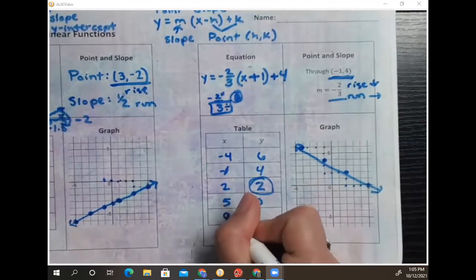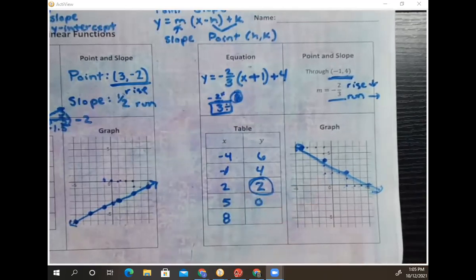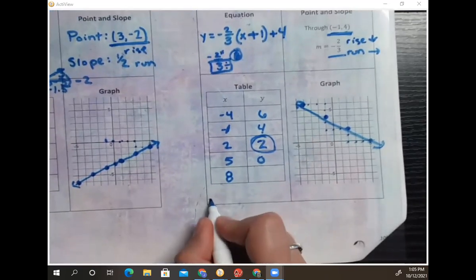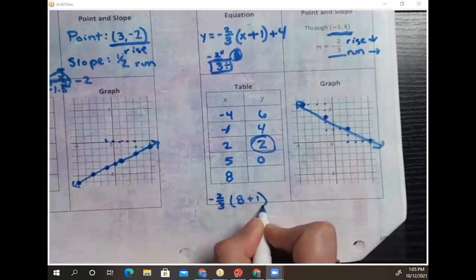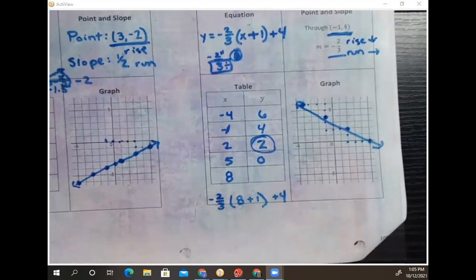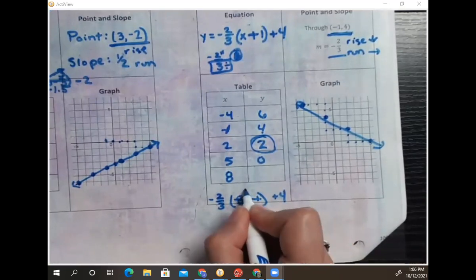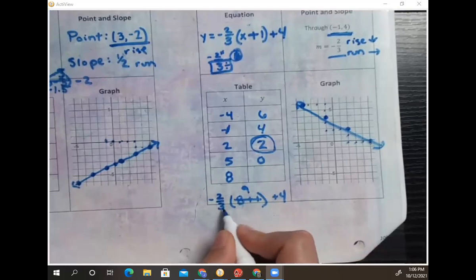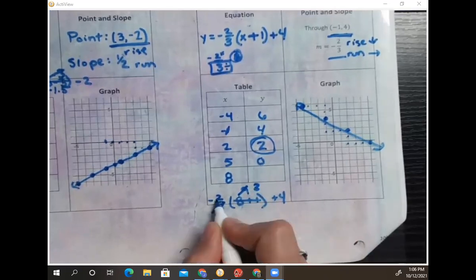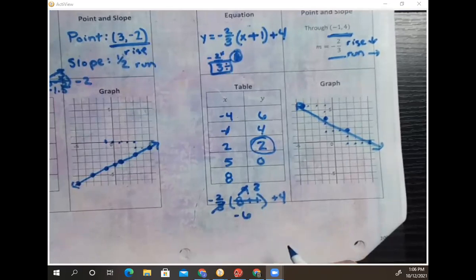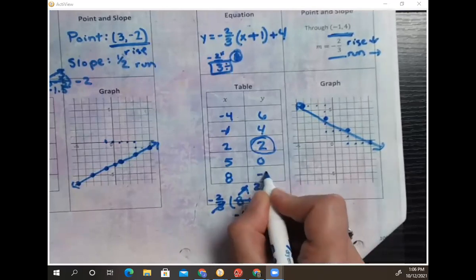Yeah, 8 would work. 8 plus 1 is 9. 9 divides by 3. So I'm going to plug in 8. I'll plug it in down here where I've got a little more space. So this would be -2/3 times 8 plus 1, plus 4. 8 plus 1 is 9. And then I'm going to do the divide by 3 part first. 9 divided by 3 is 3. -2 times 3 would be -6. So then I've got -6 plus 4, which is -2.